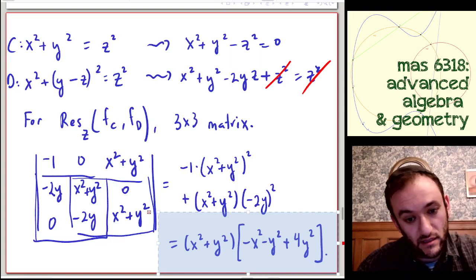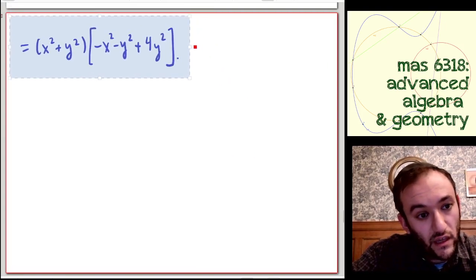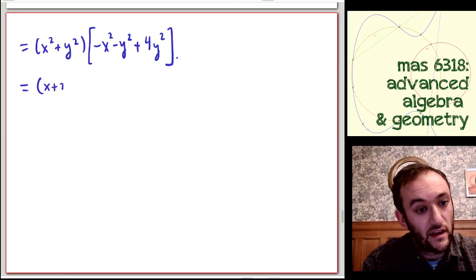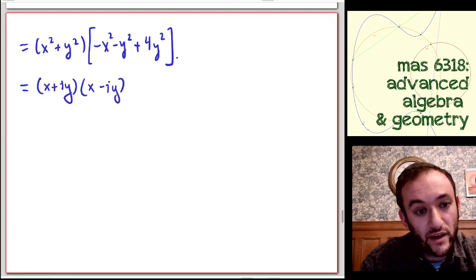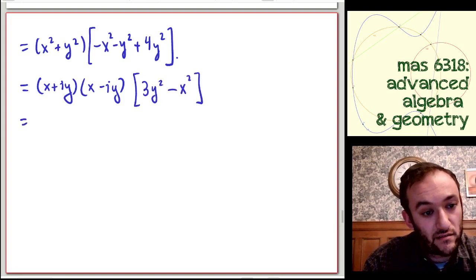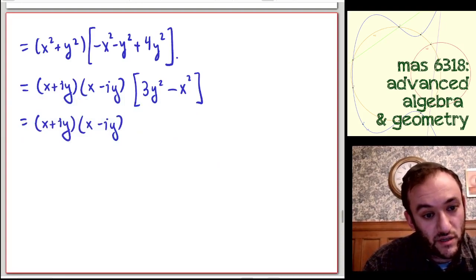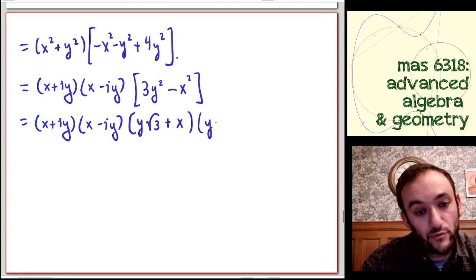Okay. So let's take this to the next page. If we were working over the real numbers, we might sadly be done. Because we're working over the complex numbers, x squared plus y squared factors as (x plus iy) times (x minus iy). Okay, and meanwhile this, we have 3y squared minus x squared. Okay, and that becomes, well, this stays the same. And this becomes (y root 3 plus x) times (y root 3 minus x).